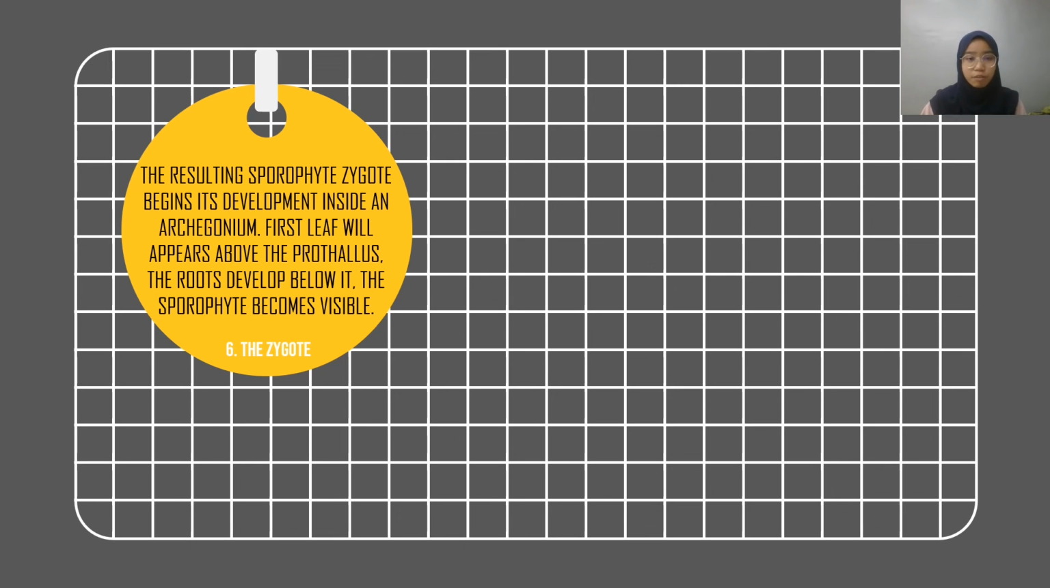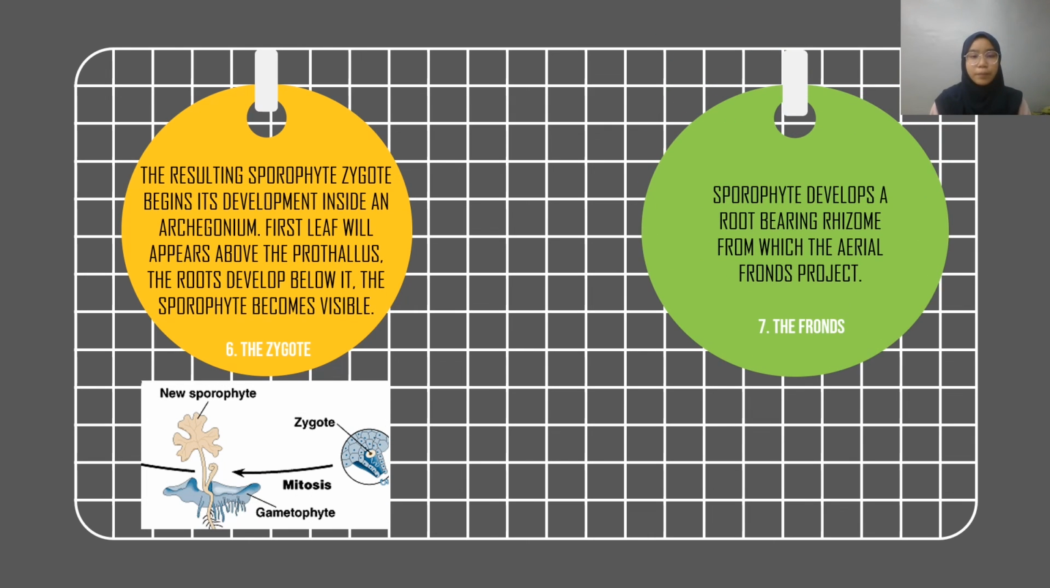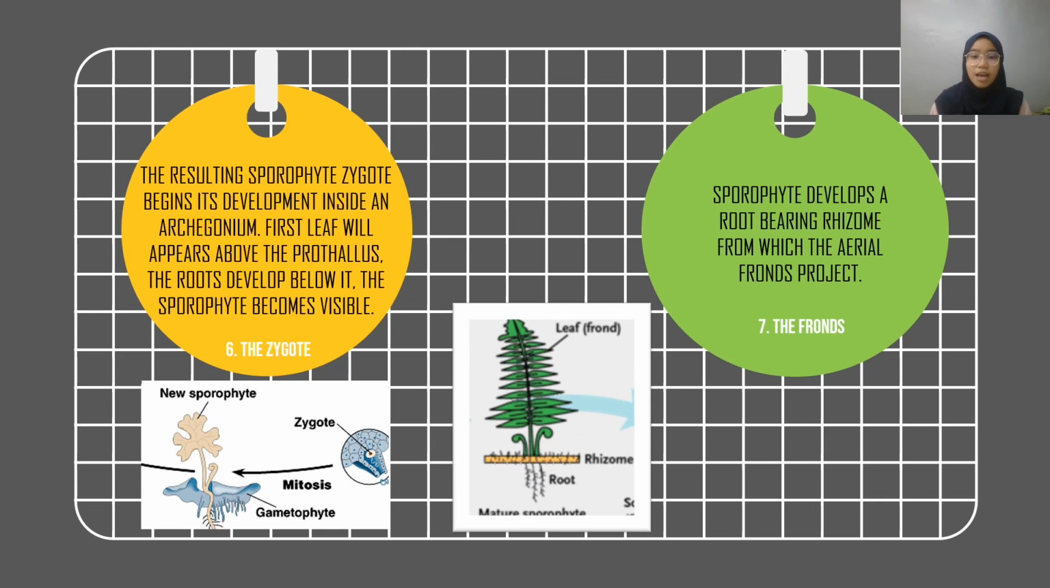The resulting sporophyte zygote begins its development inside an archegonium. The sporophyte will become visible. Why? Because the first leaf will appear above the prothallus and the roots will develop below it. The last process in the fern's life cycle is called the fronds. The fronds mean the leaves of the ferns. As you can see in the diagram, the sporophyte develops a root at the rhizome from which the aerial fronds project. Hence, this concludes the 7th process of the fern's life cycle.